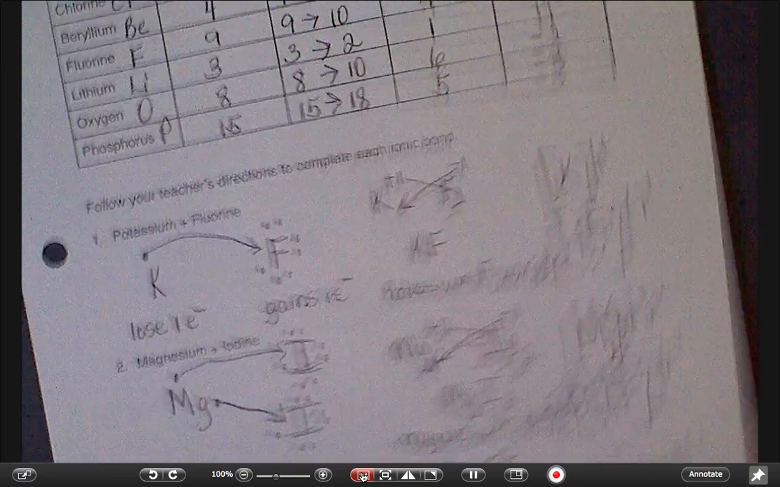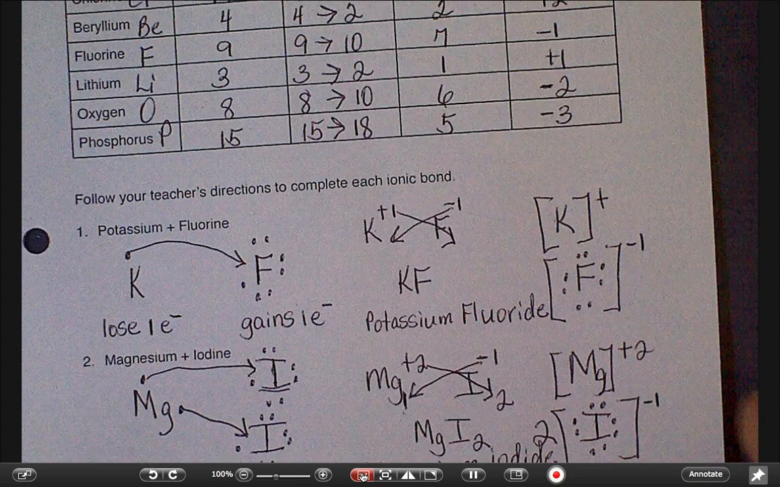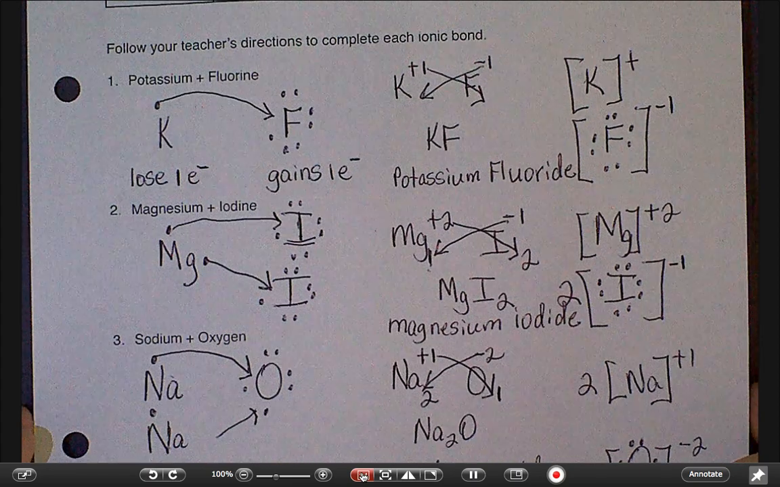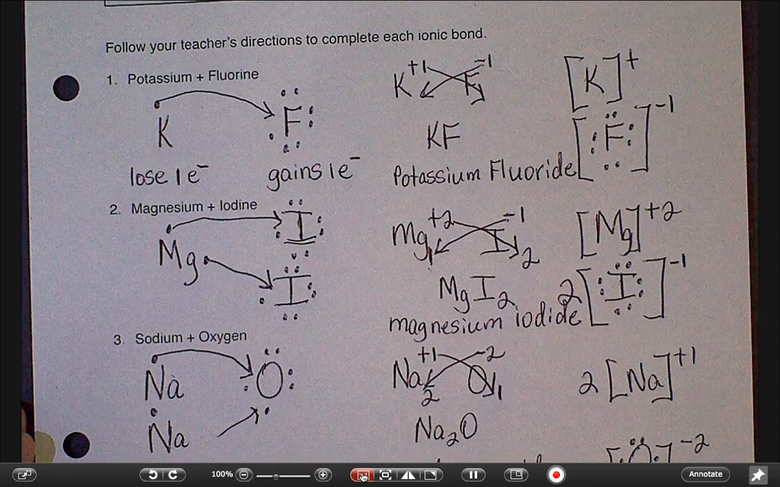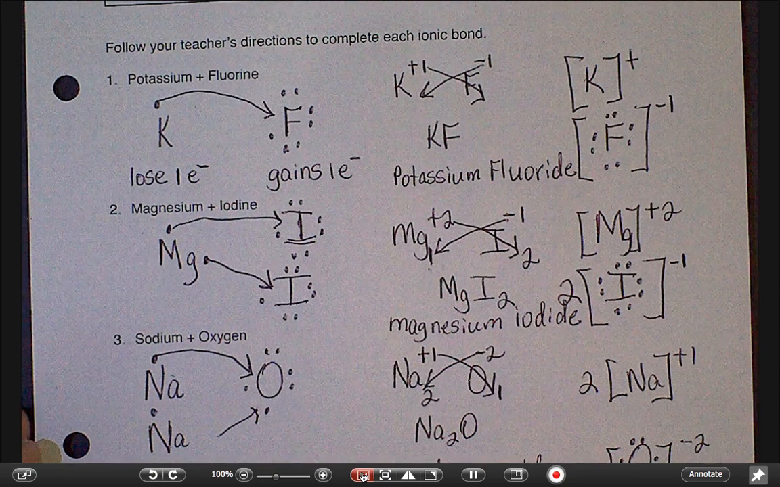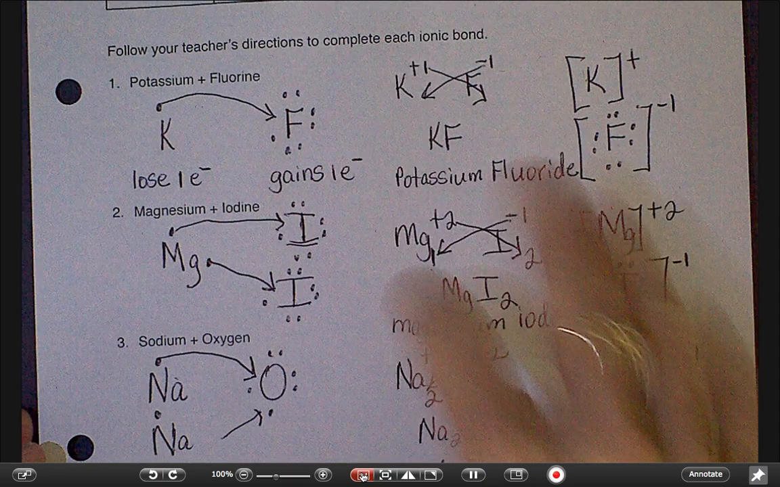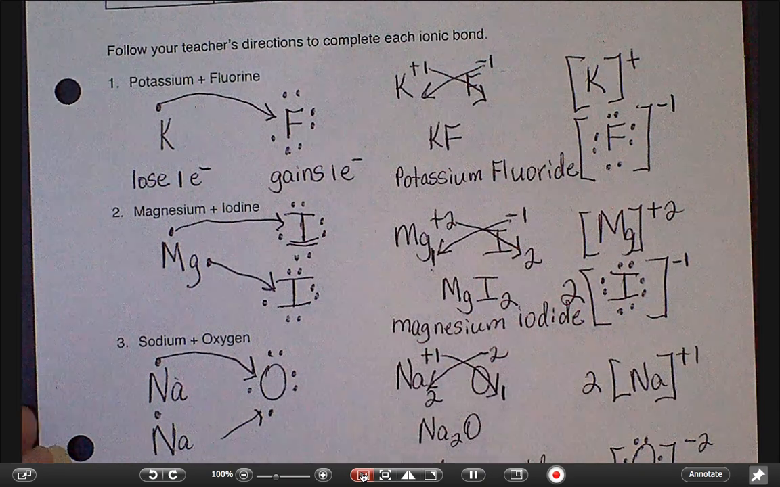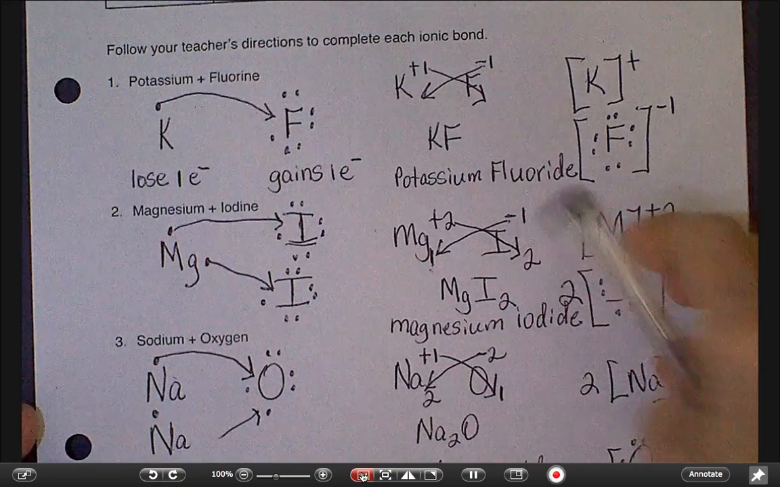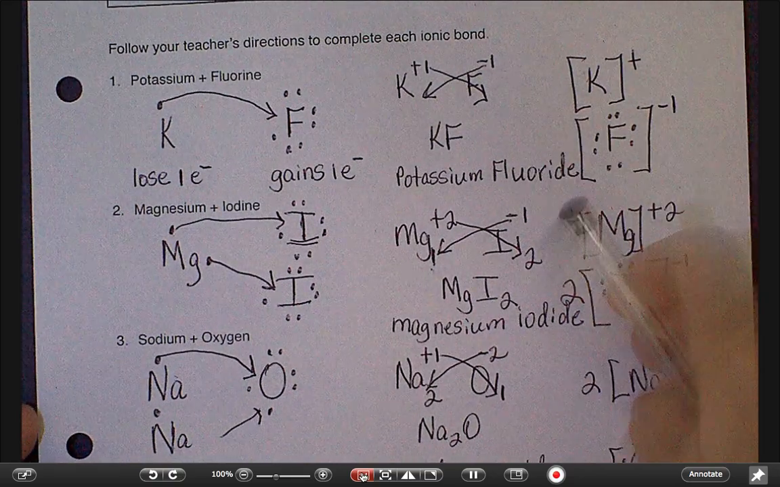What, honey? I don't understand why we're doing those bracket things. It's going to really come into play later. But not really in ionic bonding. It's going to come into play in covalent bonding. We're kind of not there yet. But I'm kind of getting you used to seeing this. Okay? All right.